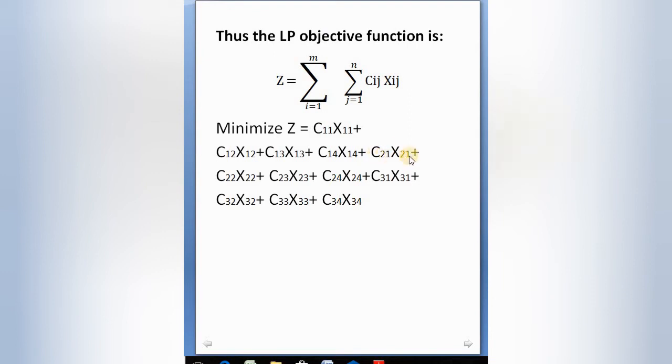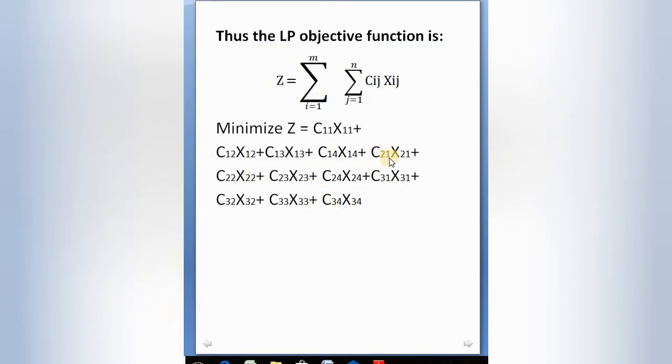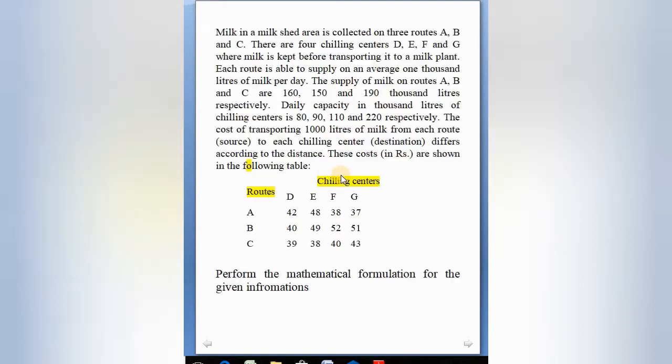C is 2 1 x 2 1. As I said, source 2 and destination 1, 2 1 x 1 2; source 2 and destination 2, and 2 sources to destination 3, sources to destination 4. Observe very carefully. And let us go for the third source, third route.